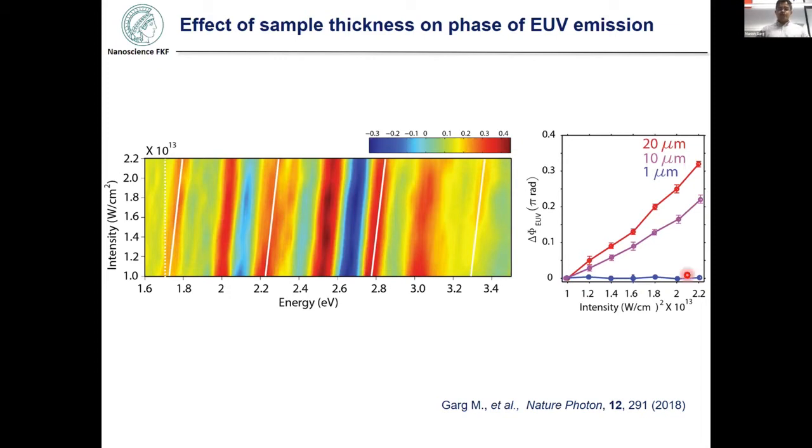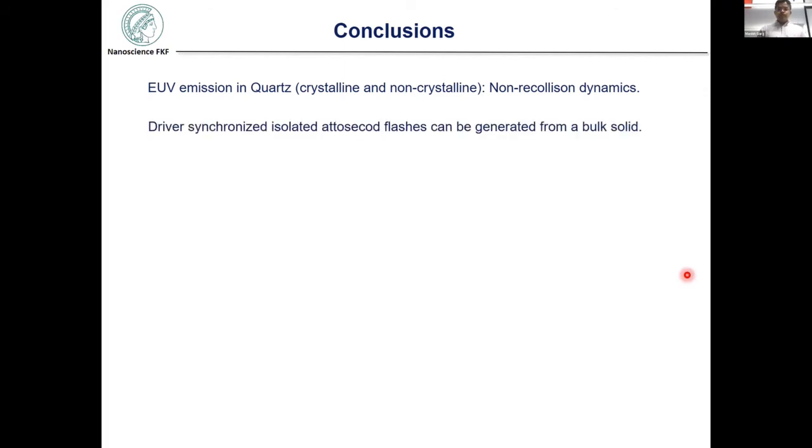So in this kind of experiment, one has to be very careful about the artificial effects that can come into the picture. So I would like to conclude my talk. I have shown you that the UV emission in quartz, both for crystalline and non-crystalline, is actually dominated by intraband dynamics. This is the non-recollisional dynamics. And that the UV emission generated in solids is perfectly synchronized with the peak of the optical pulse. And we have shown that we can generate phase-coherent multi-PHz currents in bulk solids, and we can estimate quantities which are related to the dynamic conductivity of electrons in the bulk solid.